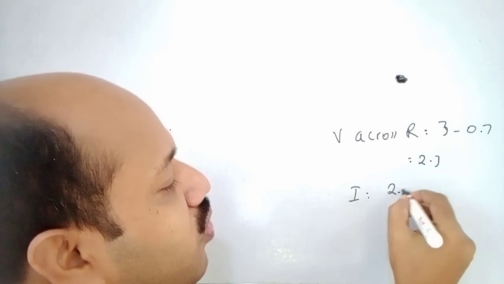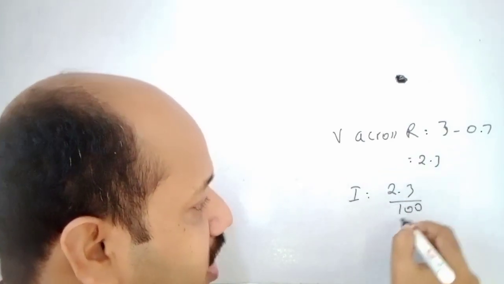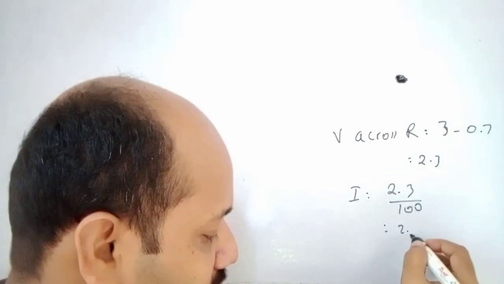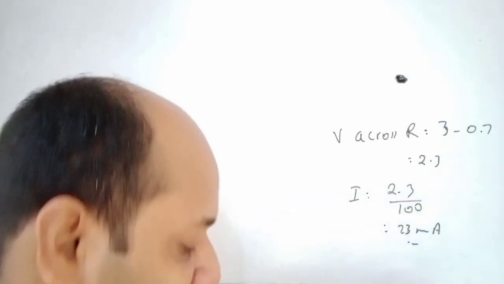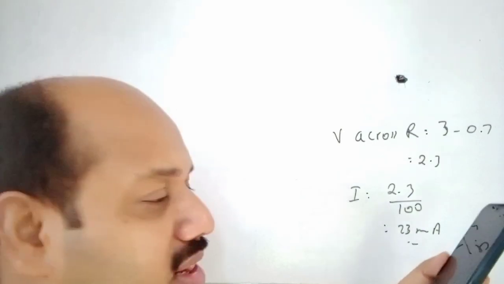Therefore, current is equal to the voltage across it divided by the resistance, that is 2.3 into 10 raised to minus 2, that is 23 into 10 raised to minus 3, that is 23 milliampere.